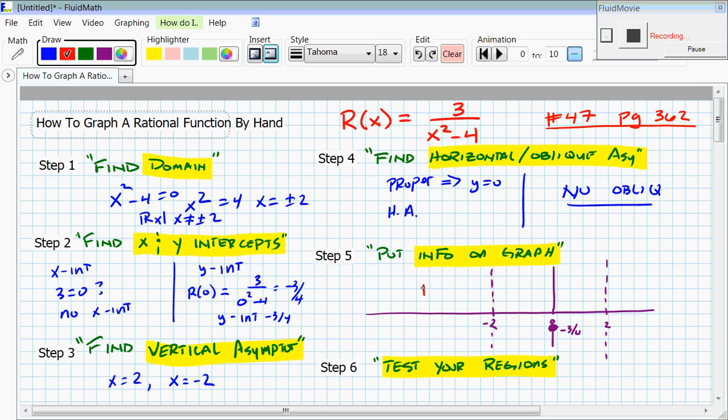I have this region over here, which I'll call region number 1. It's this one that's to the left of negative 2. So this region is region 1. This region is region 2, in between negative 2 and the intercept. This is region 3. And then finally this is region 4. You guys understand so far?